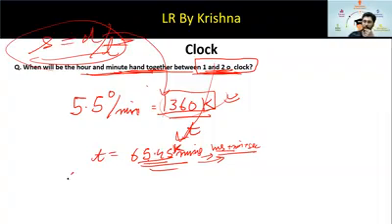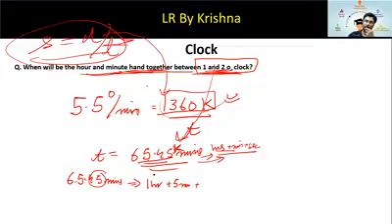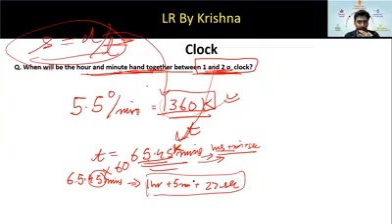Guys, is it that tough? See, 65.45 minutes. Correct? This is 65 minutes, which is 1 hour plus 5 minutes plus 0.45 minutes. 1 minute has 60 seconds, so 0.45 into 60 is 27 seconds. So 1 hour, 5 minutes, 27 seconds will be the time when they will be together. Again, when they will be together: 2 hours, 10 minutes, 54 seconds.